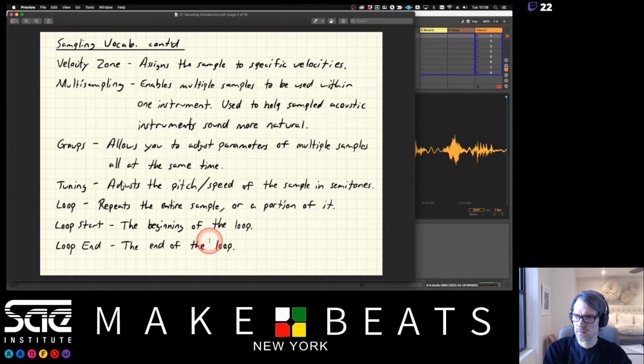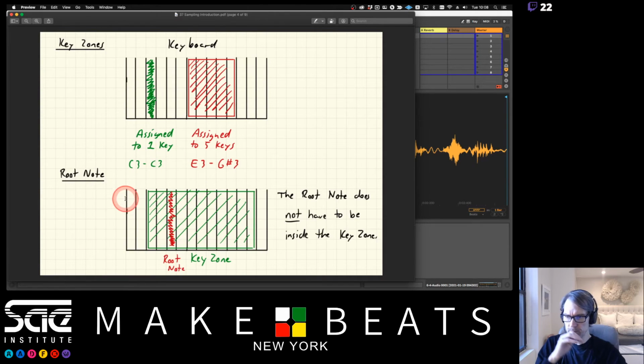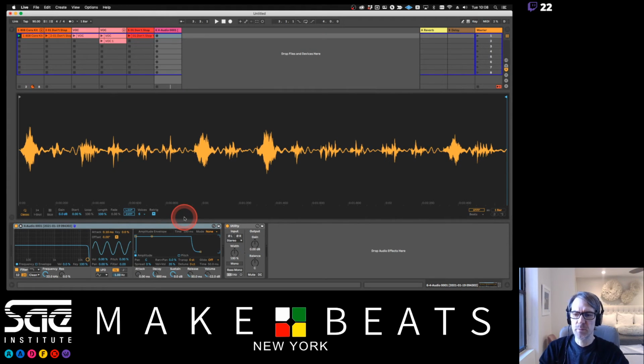I think I've got a diagram of this over here. Yeah. So here the root note is, if I have my sample on my keyboard like this, this is the key that plays the sample back as the original recording. That's what the root note is. And you can change the root note depending on what sampler you're using. This is the Simpler instrument that comes with Ableton Live Standard. It's actually really powerful, but it doesn't have control over some things, like the root note, for example.